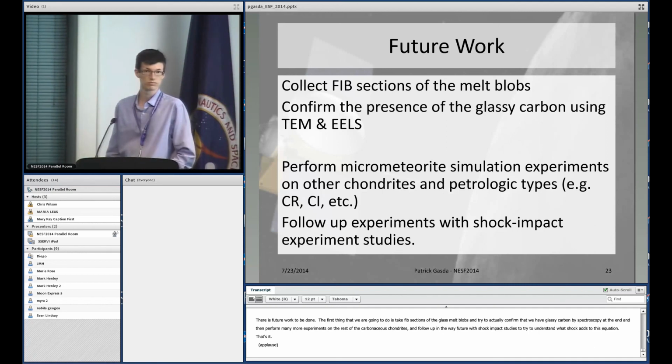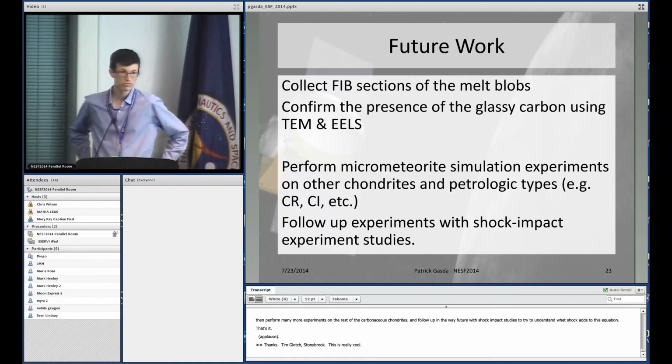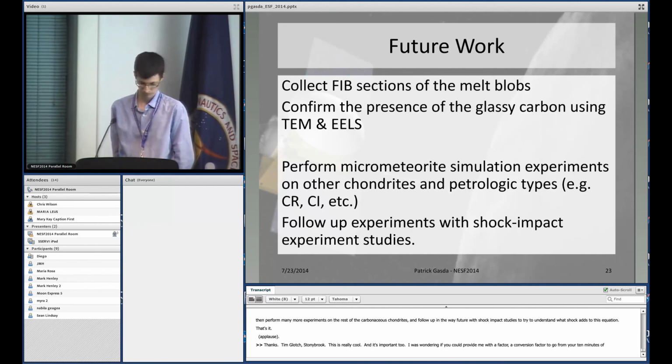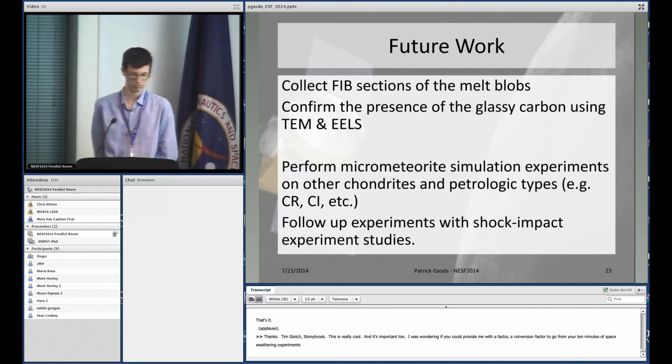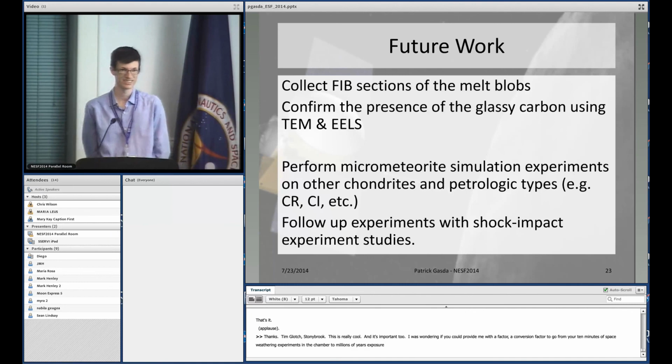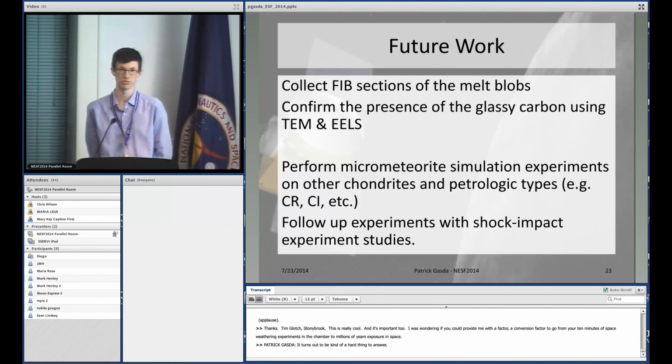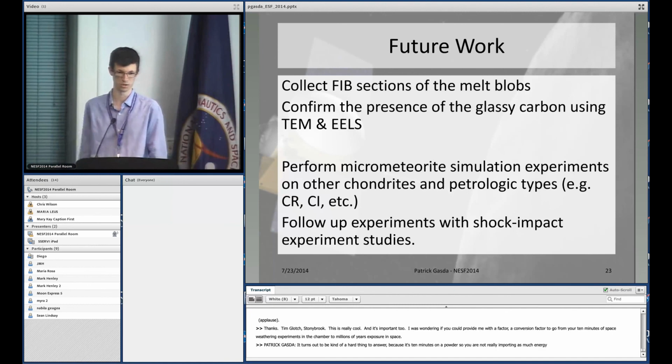Thanks. Tim Glotch, Stony Brook. I think this is really cool and important too. I was wondering if you could provide me with a conversion factor to go from your 10 minutes of space weathering experiment in the chamber to millions of years exposure in space. Yeah, it turns out to be kind of a hard thing to answer because it's 10 minutes on a powder, so you're not really imparting as much energy as you think you are.